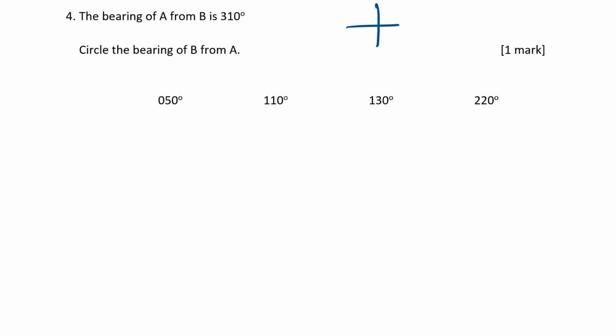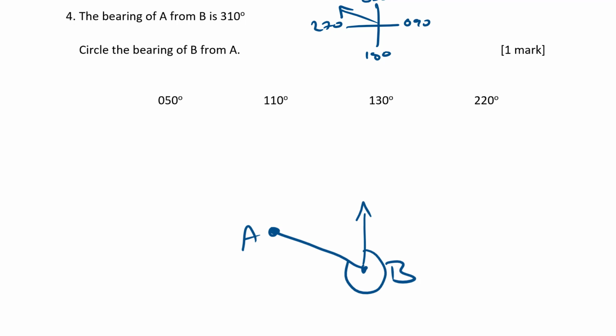Okay, now basic bearings: 000, 090, 180, 270. So 310 is going to be kind of off in that direction then, isn't it? Okay, so if I've got a point B down here, then my point A is going to be off in this direction up here. Okay, giving me my bearing from north of 310 degrees.